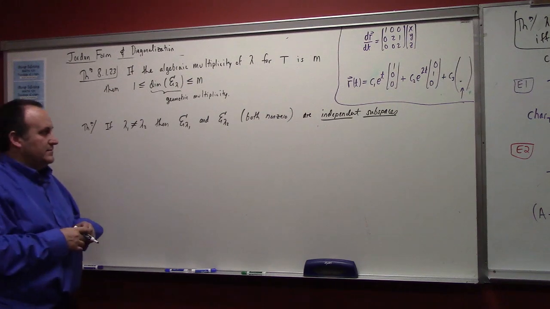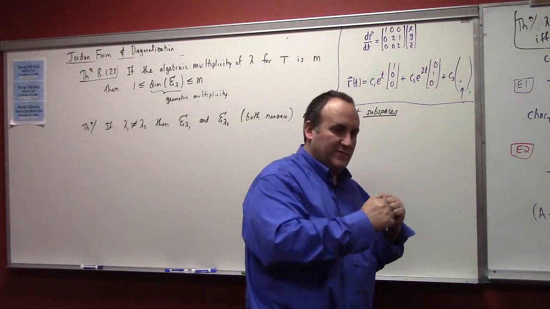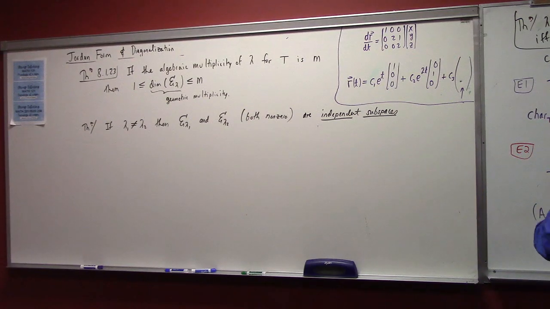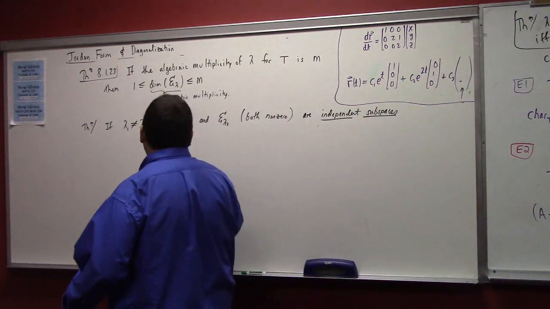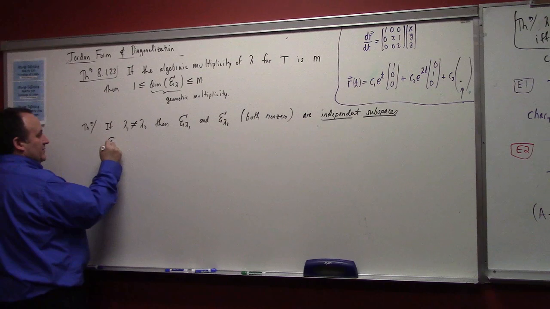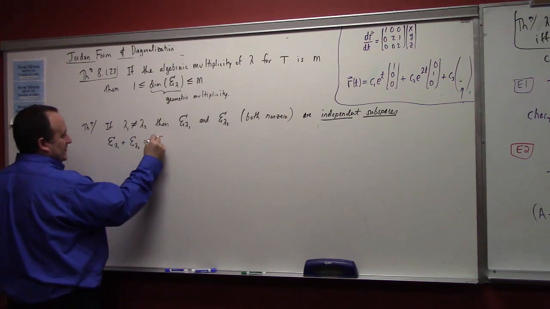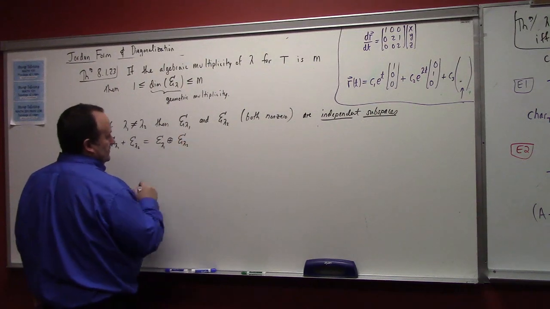So, which is to say that eigenvectors with different eigenvalues are linearly independent. If you have a collection of eigenvectors with eigenvalue lambda 1, and you have a collection of eigenvectors with eigenvalue lambda 2, any linear combination of these two, linearly independent from one another. In other words, you could write that E lambda 1 plus E lambda 2 is actually equal to what? E lambda 1 direct sum E lambda 2, right?